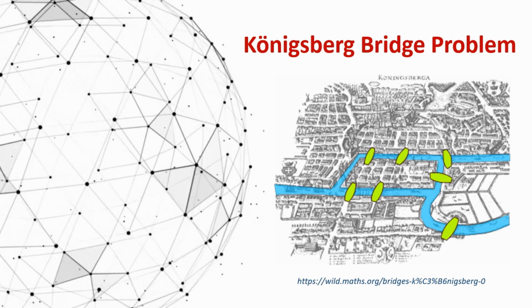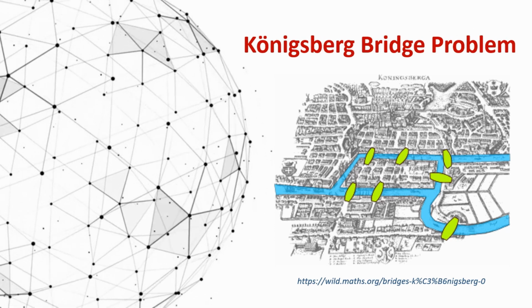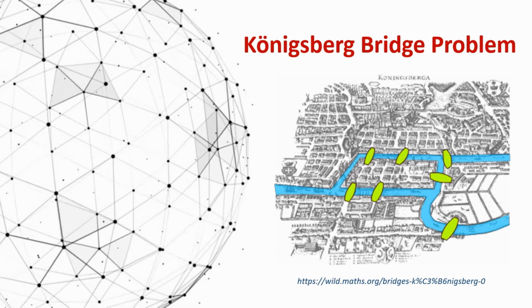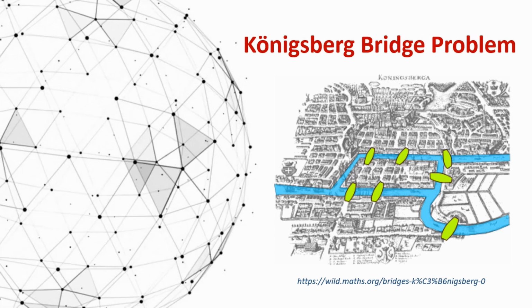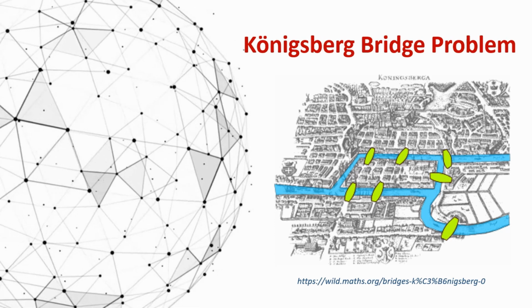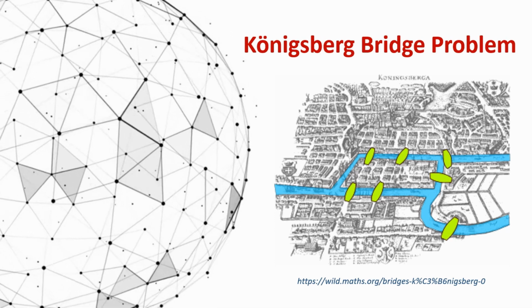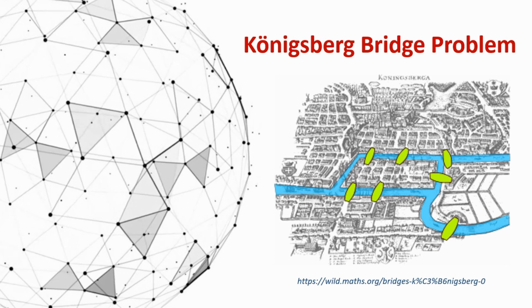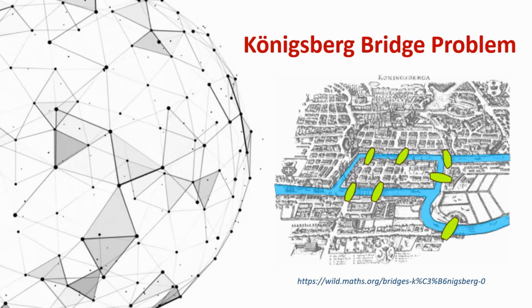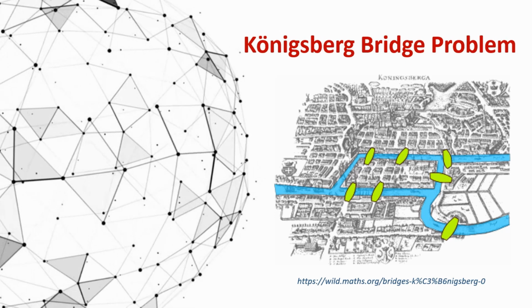In fact, Euler proved that for a walk through a graph to cross every edge only once, there must be either 2 vertices with an odd degree or no vertices with an odd degree. To have an Euler path where start and end vertices are different, then the graph must have exactly 2 odd degree vertices to start and end the path. To have an Euler circuit where start and end vertices are the same, the graph must have exactly 0 odd degree vertices.